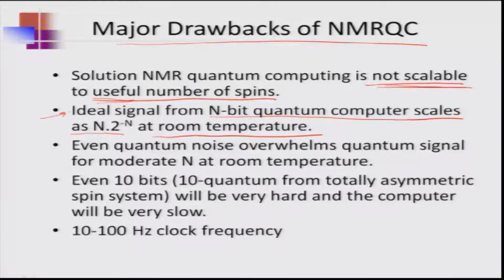This is the ideal case, but the problem is that even quantum noise would overwhelm quantum signals for moderate n at room temperatures, because of the way this equation goes as n times two to the power minus n. That is why, as the number of qubits increases, the noise would finally overwhelm the quantum signal, and that is one of the biggest challenges here. So, for example, even a 10-qubit quantum computer from a totally asymmetric spin system would be very hard, and the computer will be extremely slow.